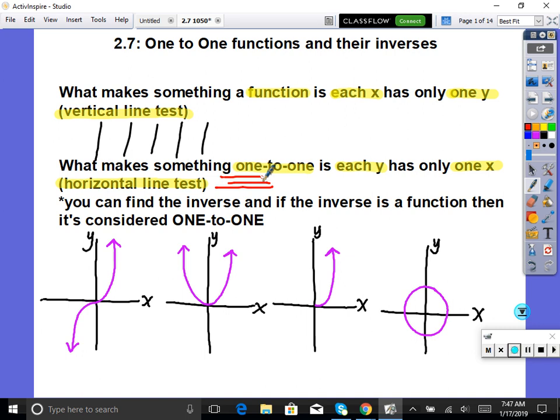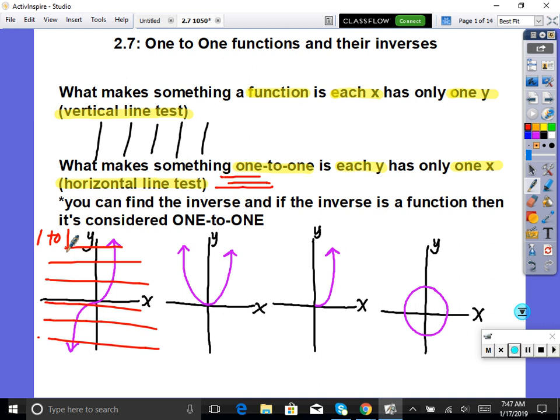So let's determine if these are one-to-one. First of all, is this considered a function? Does it pass the vertical line test? Yes. Is it considered one-to-one? Does it pass the horizontal line test? If I draw horizontal lines, is it ever hitting that horizontal line twice? No, so it's one-to-one.